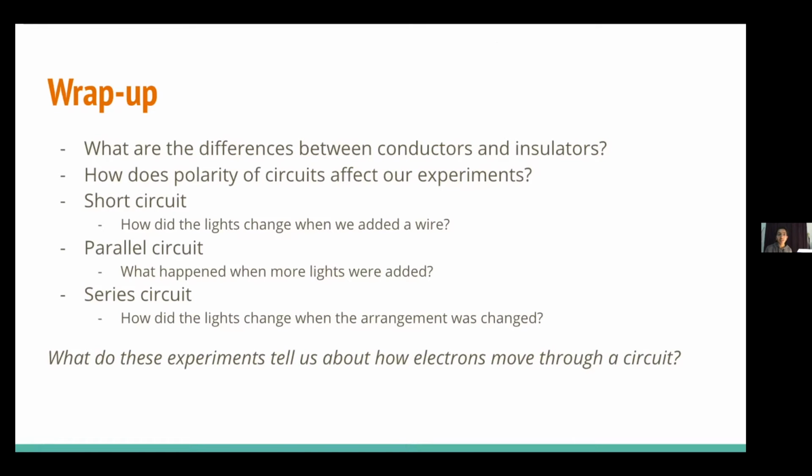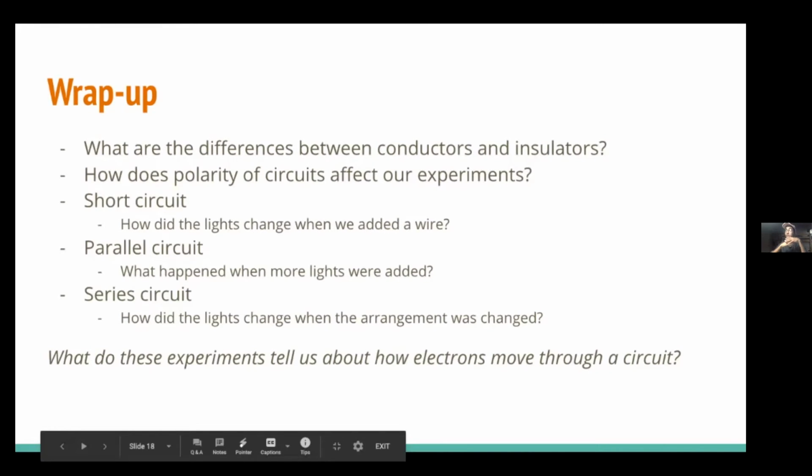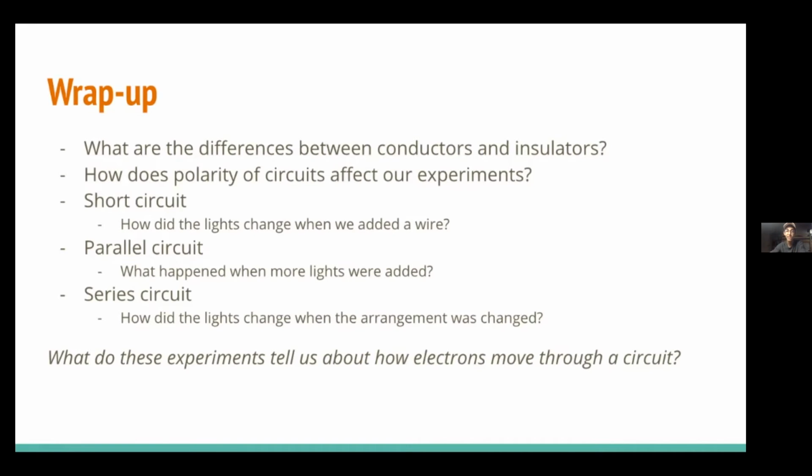Okay, so I'll let Christian start off with this slide. Sure. All right, so we talked about a lot today. Talked a lot about electricity and circuits and all kinds of things, but we really want to make sure that the things that we talk about today stick. So we're going to start off with this first question, thinking about what are some differences between conductors and insulators. You guys can go ahead and type that in the chat.